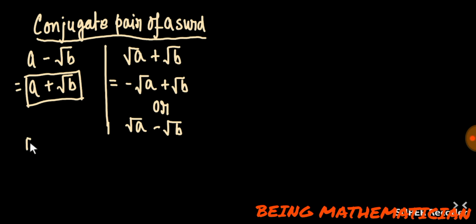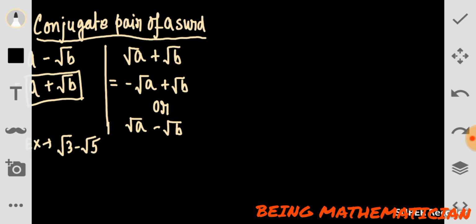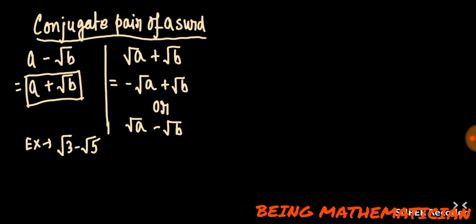Let's see the numeric example. Conjugate of root 3 minus root 5 is root 3 plus root 5 or minus root 3 minus root 5. So I think you can understand the conjugate pair concept of a surd.